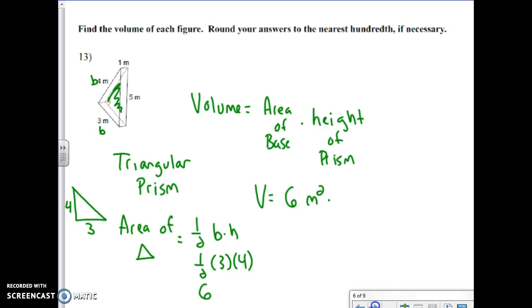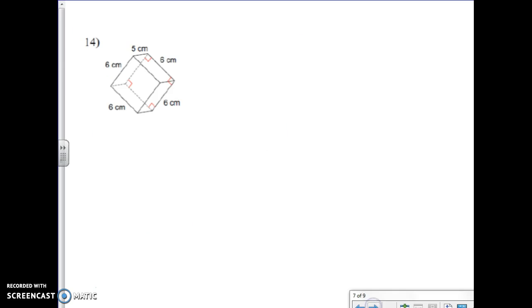What's pushing the two bases apart? That's what's pushing the two bases apart. So that's 1 meter. So my volume is going to be 6 meters cubed. That's the volume of my figure. So I want to figure out what type of bases I have first, then find the area of them, and then multiply it by the height. Let's look at another one.